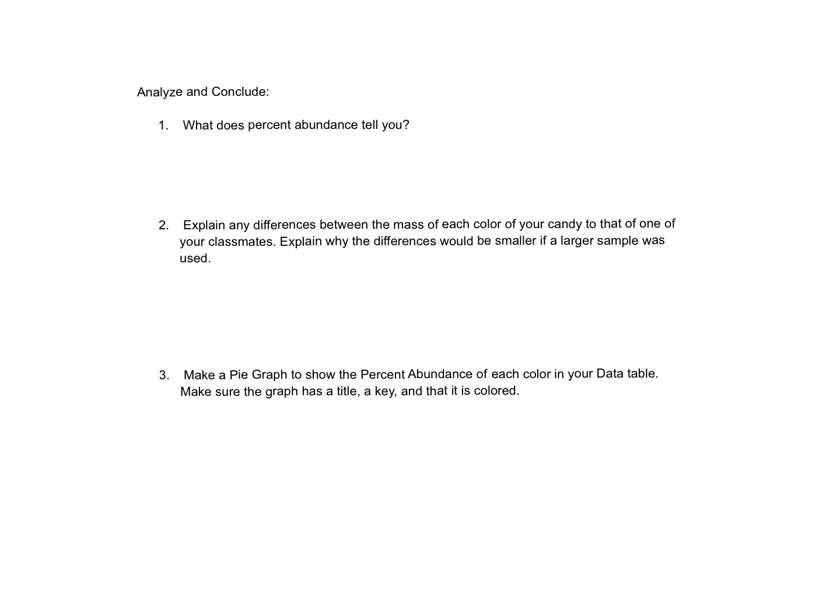Oh, okay, so what happens if we use a larger sample? And then number 3, it says, make a pie graph to show the percent abundance of each color in your data table. You can draw that right there. Make sure the graph has a title, a key, and that it is colored. You might want to Google what a good pie graph looks like. All right, well, work on this. Review the video if you need be, and you will be good to go.